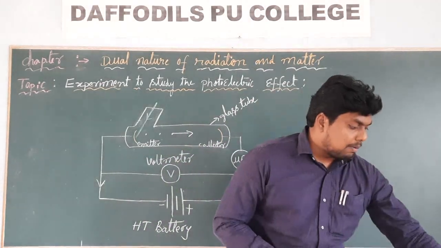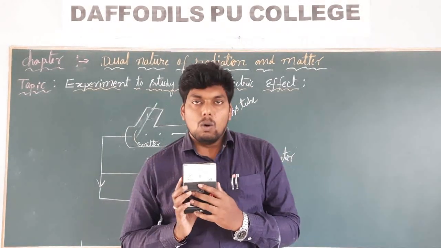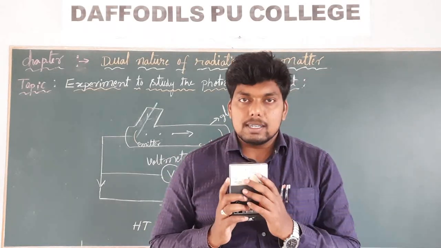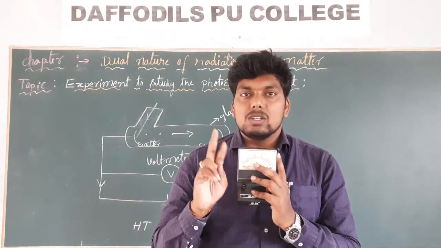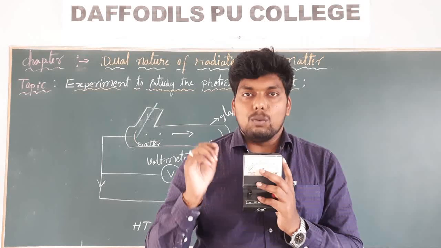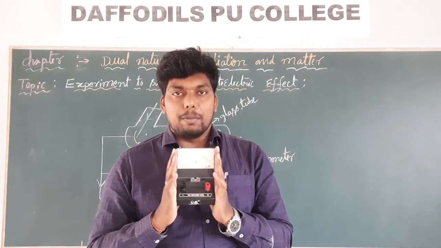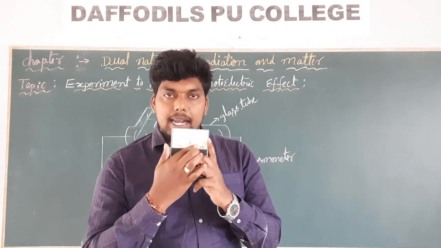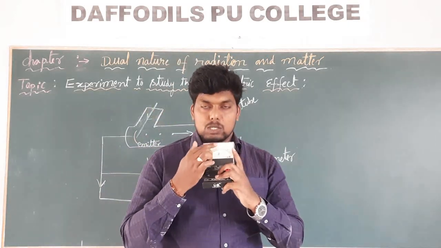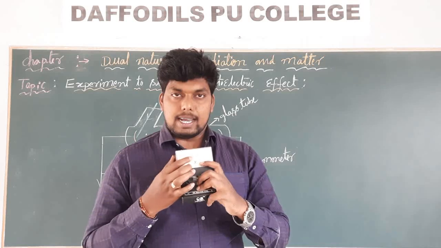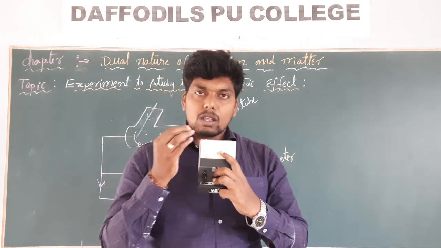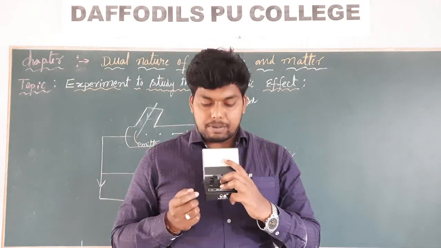Next, another one, that is a voltmeter. The voltmeter is the device which measures the potential difference between two points. If you want to measure the potential difference, we have to use the voltmeter. The voltmeter is indicated by the letter V, as you can observe here. The voltmeter is the device which measures the potential difference.